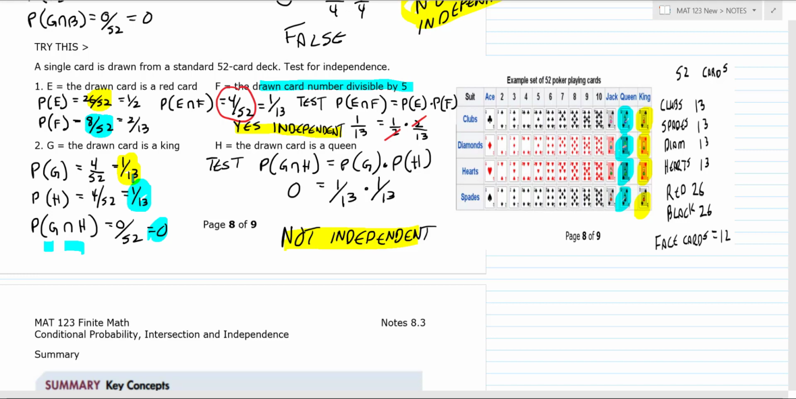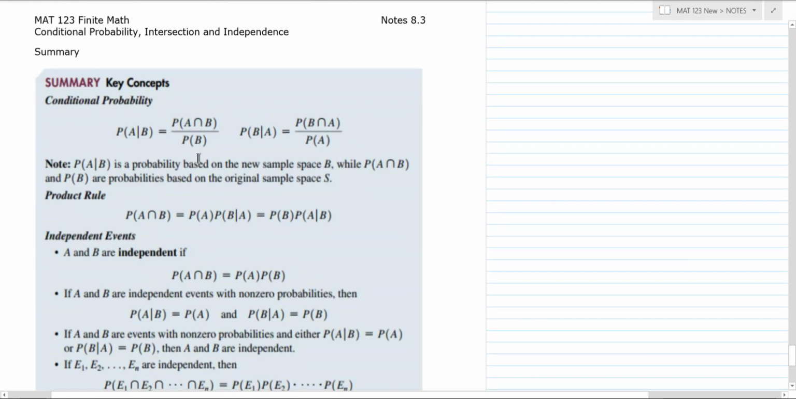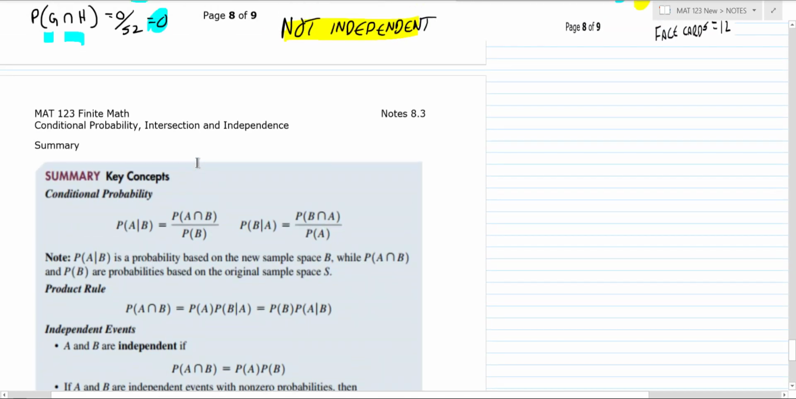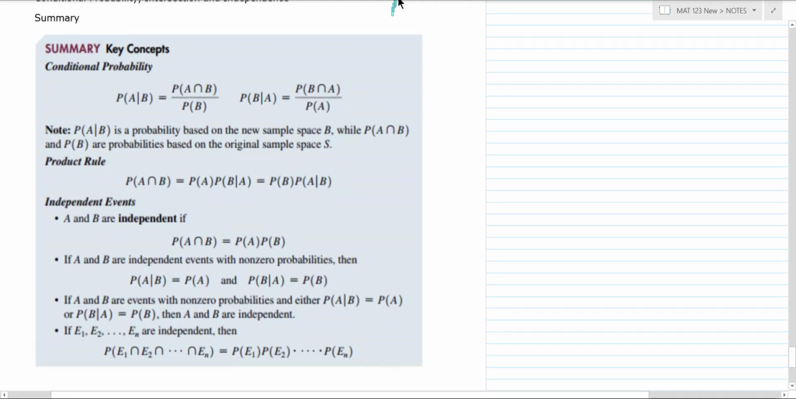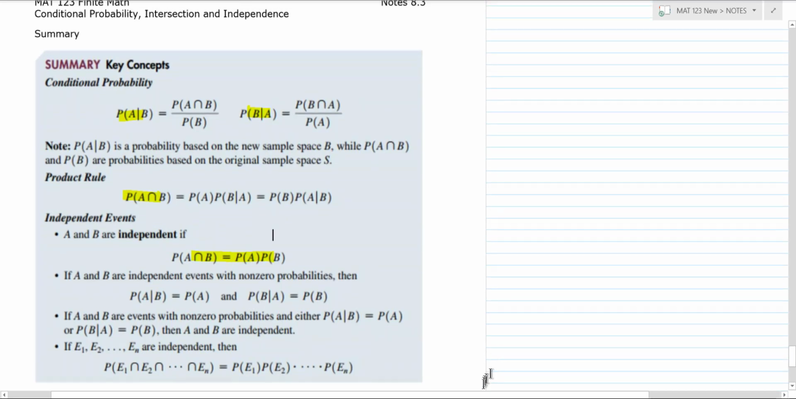All right, so let's move to the last page here, and this is just a summary, so I'm not going to really go over these things. But what we talked about in this section is the conditional probability formulas. We talked about the product rule, that's how you do an AND probability when you have a given probability, and how to test for independence. Those are the three main things that you want to know in that section.